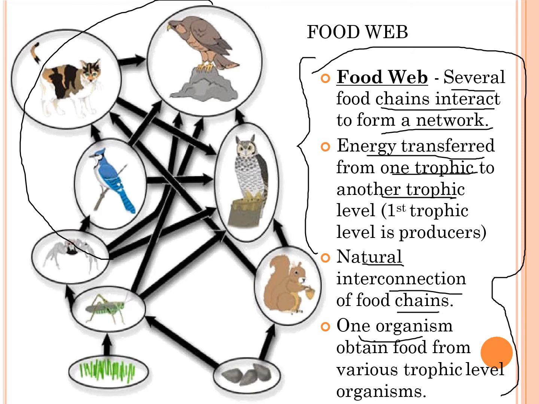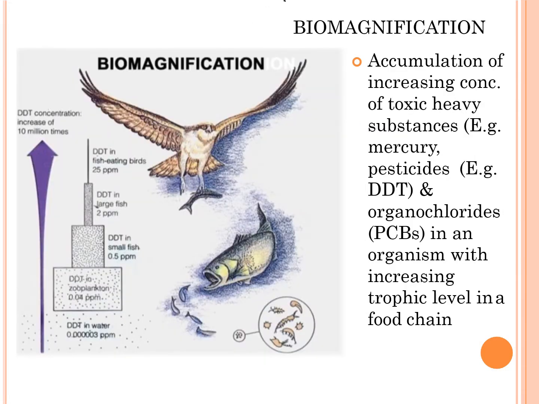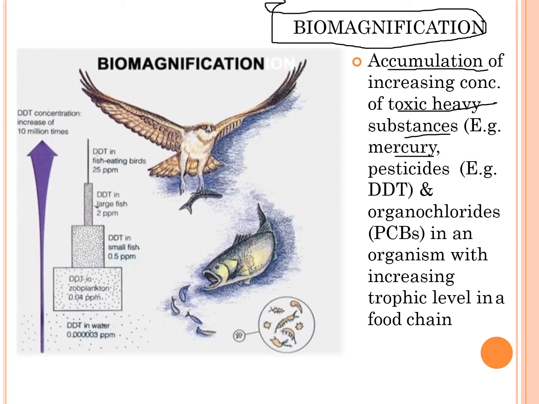So moving on, the next term under the subject is biomagnification. Biomagnification is nothing but the accumulation of increasingly concentrated toxic heavy substances such as mercury, pesticides, and DDT in an organism with increasing trophic level in a food chain.